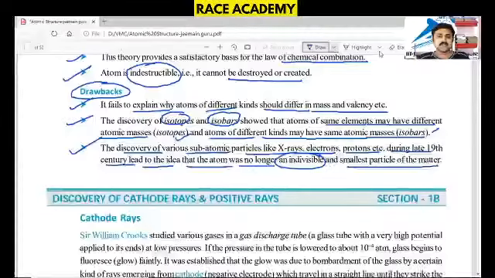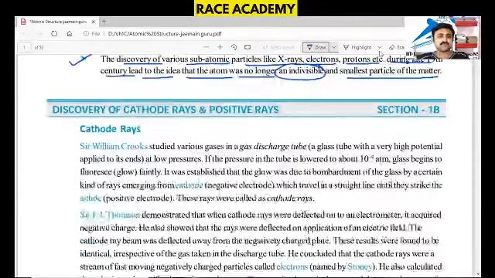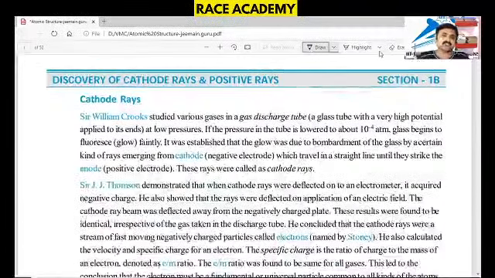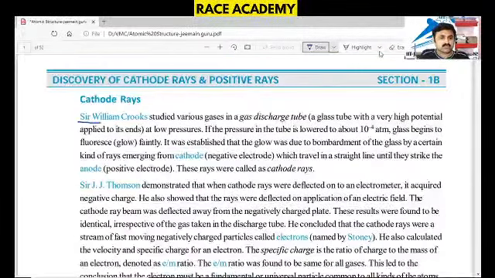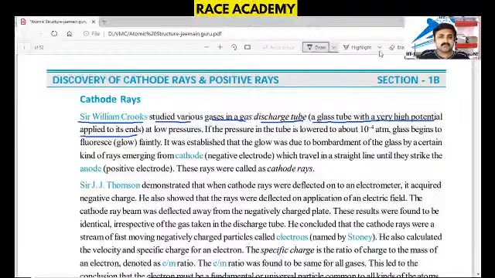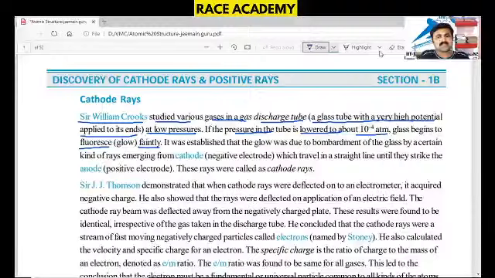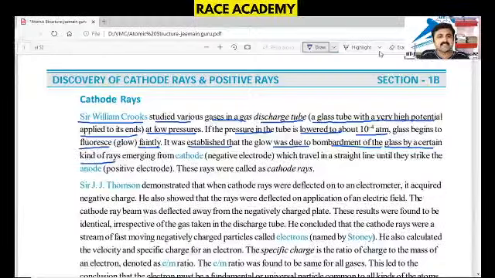After that, cathode rays. In this session we'll see the discovery of cathode rays. Sir William Crookes studied various gases in a gas discharge tube. A discharge tube is nothing but a glass tube with a very high potential applied to its ends. The gas in the discharge tube is subjected to high potential at low pressures. When the pressure in the tube is lowered to 10 power minus 4 atmosphere, the gas begins to fluoresce and glow faintly. It was established that the glow was due to the bombardment of gases by a certain kind of rays emerging from the cathode.